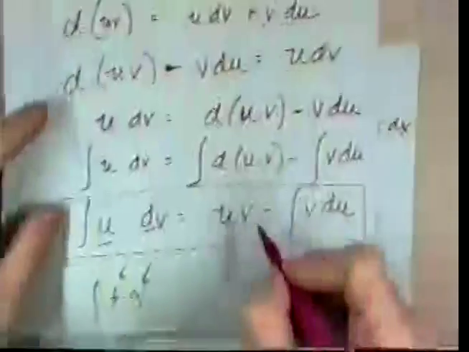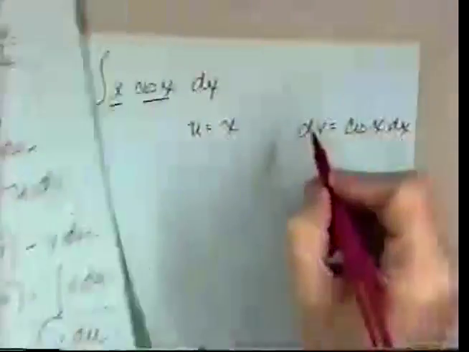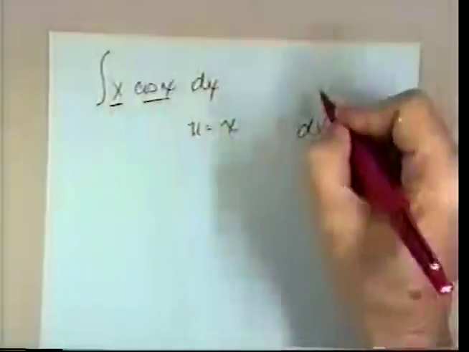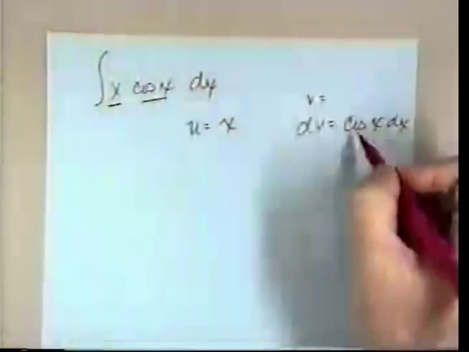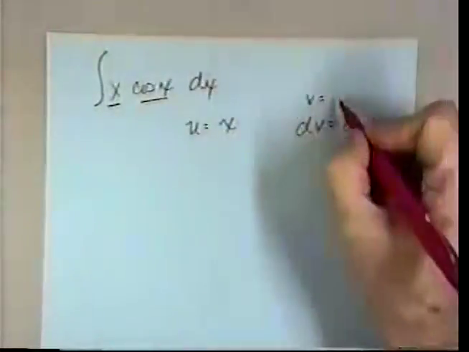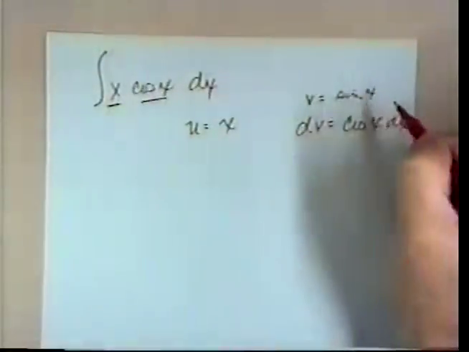Well, I've got u selected right there. I need to find a v. Well, I don't have a v, I have a dv, so I've got to take the antiderivative of that to find the v. I've got dv selected from here, so v is going to be, obviously, the sine of x. Now, what else do I need?